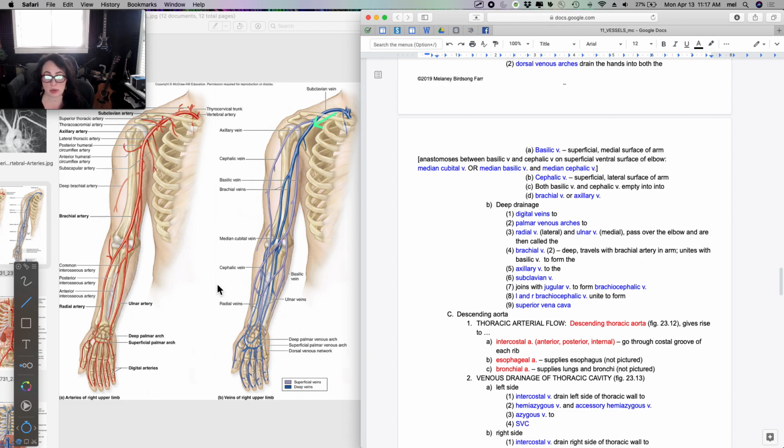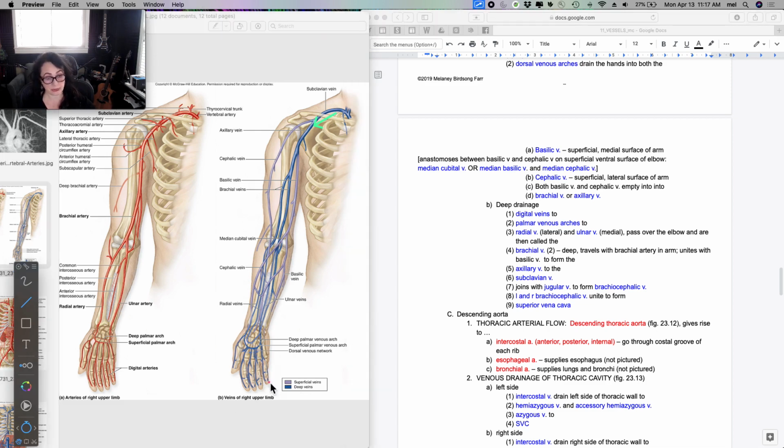So now the deep drainage. The deep drainage is generally in your textbook going to be in this darker color. So again, from the digitals, we're going to go up and we're going to dump into another arch. Generally speaking, these are called the palmar arches, and there's two of them. There's a superficial and a deep. You can't really see the difference very well on a figure, so I'm not really likely to ask you that one on a figure. So superficial and deep palmar arches.